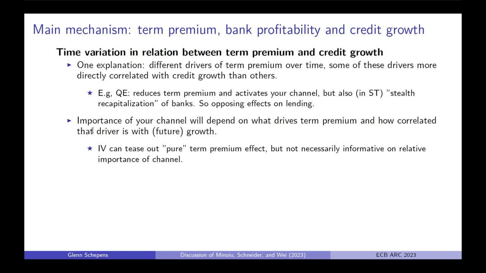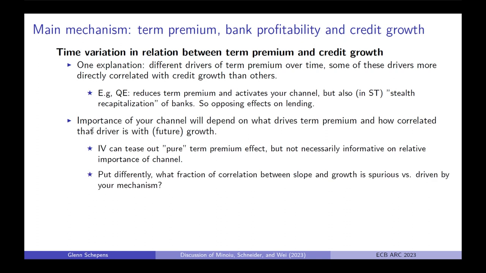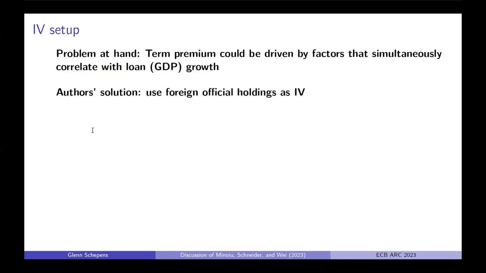But at the same time, it's not necessarily informative about the relative importance of this channel. So put differently, what fraction of the correlation between the slope and long-term growth in a couple of months is really driven by your mechanism, and what's driven by the type of spurious correlation that people typically think about? I think that's an important thing to think about for the paper and to say something about how important this mechanism that you're capturing can potentially be.